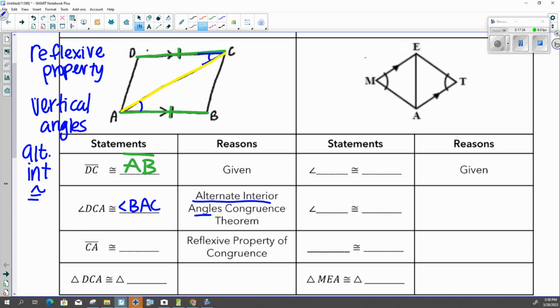CA is congruent to blank because of the reflexive property of congruence. So dig into your brain from yesterday. What does the reflexive property mean? Well, it's kind of a silly one, but it means that it's the exact same thing. So CA for this triangle is the same side as CA for this triangle. So I write it again. Put the hat on it.